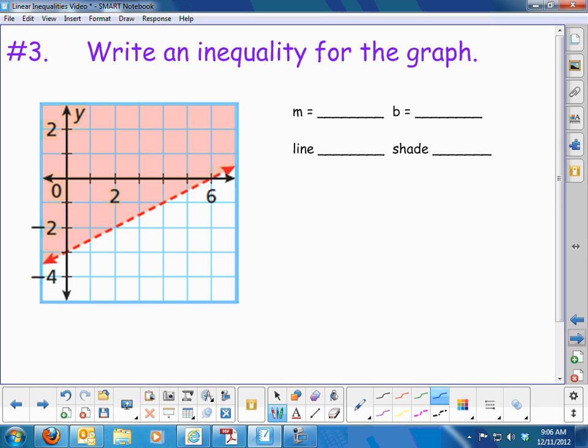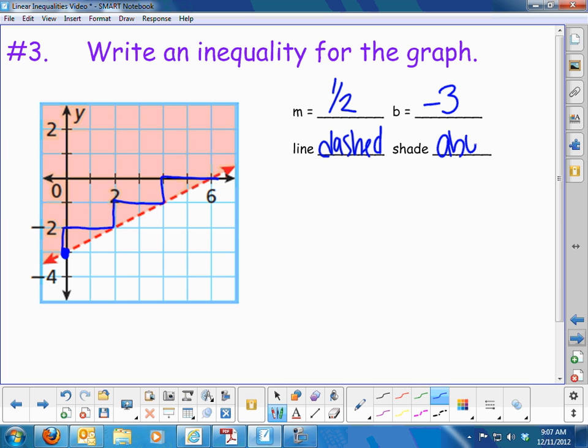So I see first that my y-intercept, I'm going to locate that first, is right here. My y-intercept is at negative 3. Now from there, what was the slope they used? I see that they went up 1 and over 2. Up 1, over 2. So that line has a slope of 1/2. The line is dashed and they shaded above.